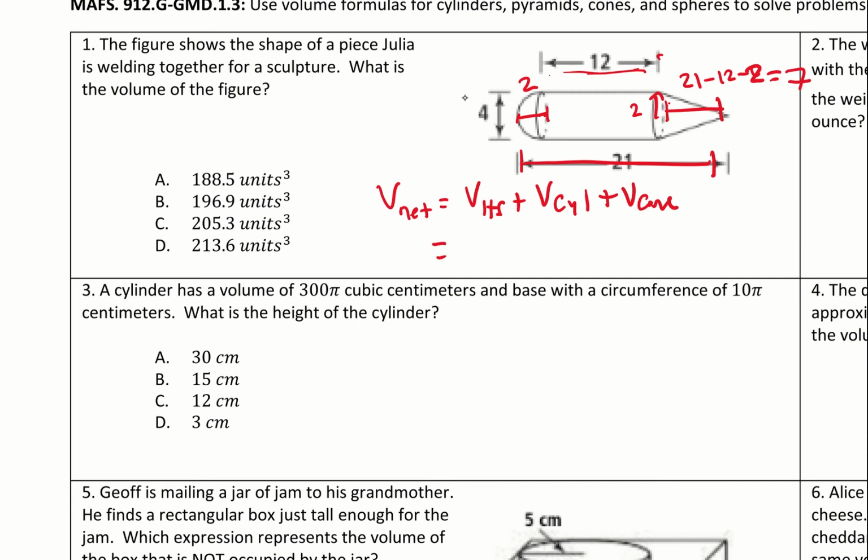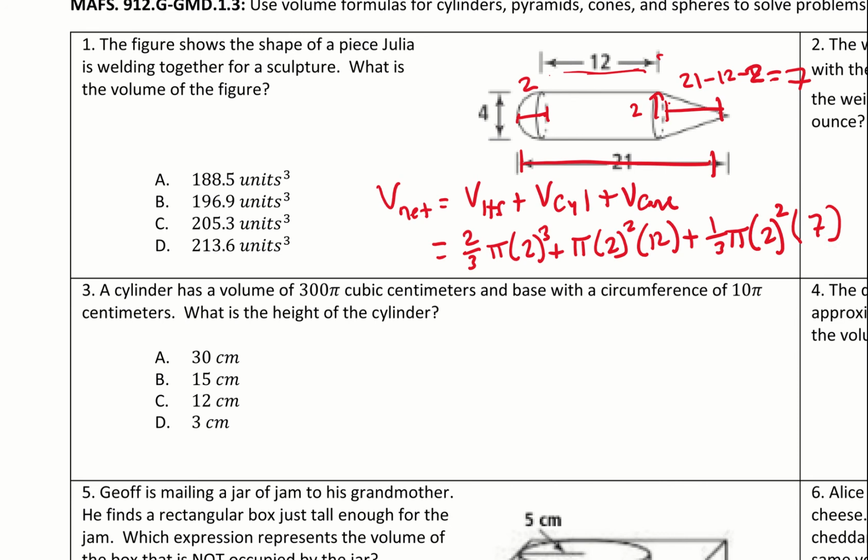All right, so the volume of the hemisphere is 2/3 pi times r cubed. R is 2. The volume of the cylinder is pi times r squared, so 2 squared times h, the height of the cylinder is 12, plus the cone, 1/3 pi times radius squared times the height, which we found is 7. So when you do this on the calculator, you get approximately 196.9 units cubed. And so the answer is going to be B.